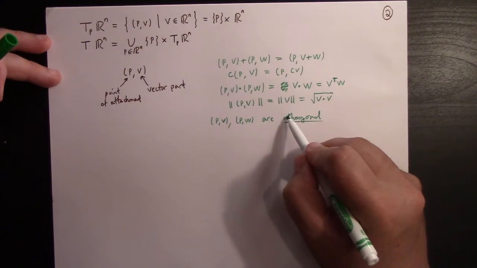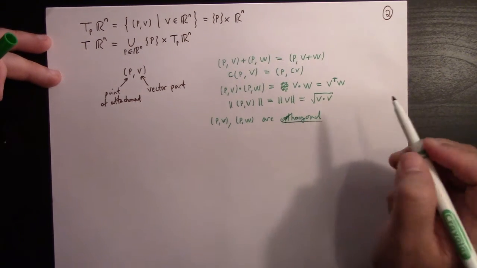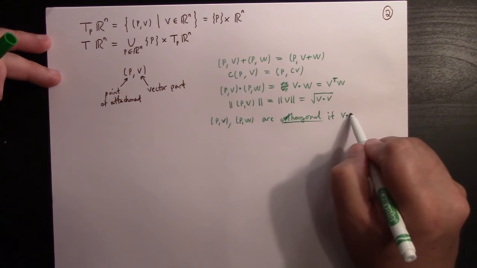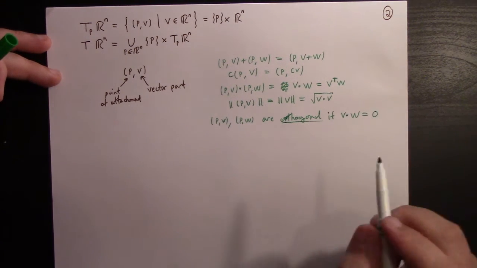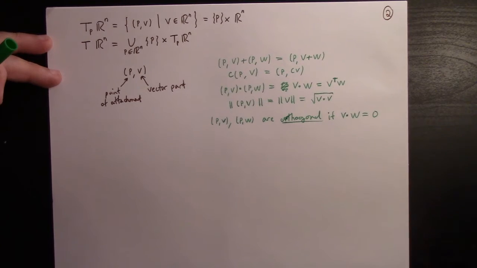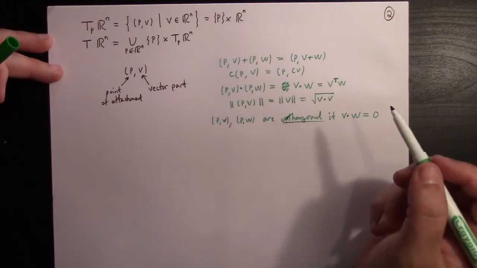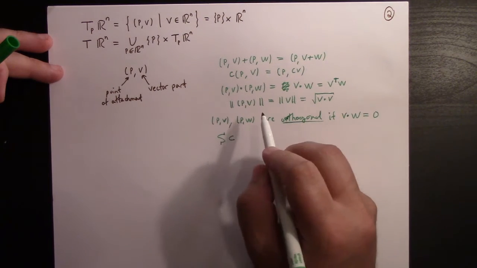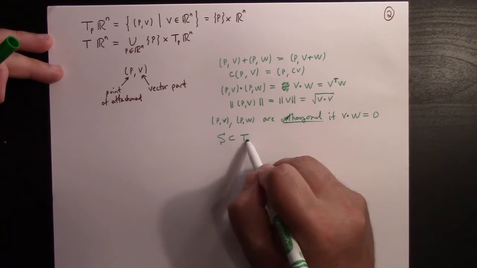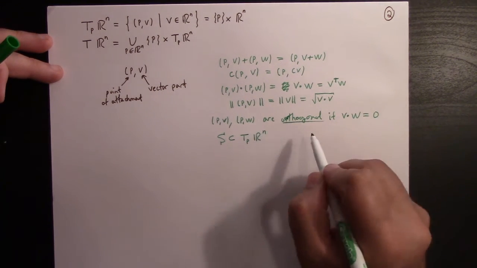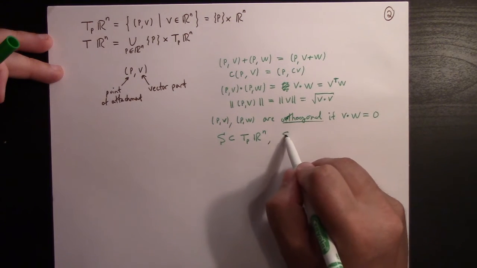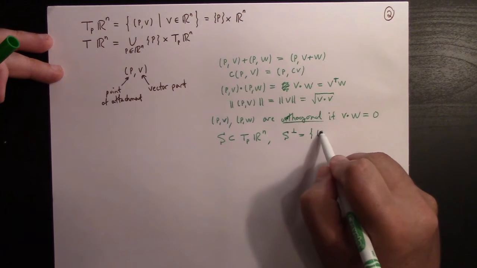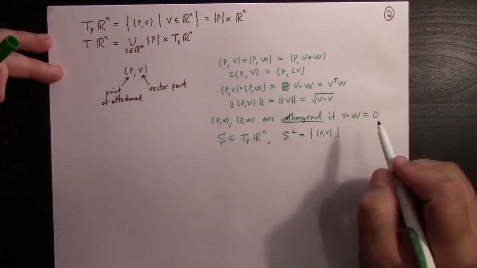Questionable spelling at best. Try that again. Or orthogonal, if V dot W is equal to 0, right? Well, that's great. So then if I have, for example, some set S, some subset S of the tangent space to P of Rn, then I can define the perp. I can say the perp to S is, well, that's going to be P comma V such that what?